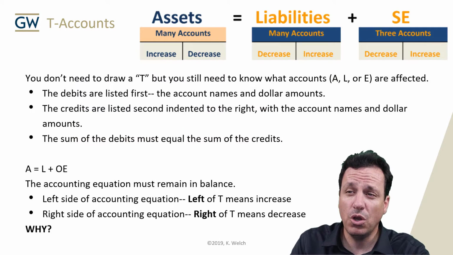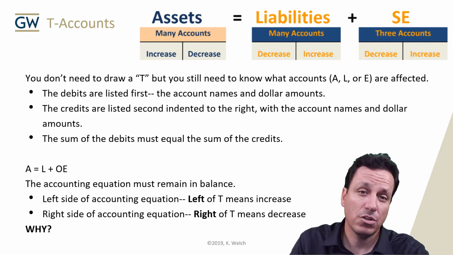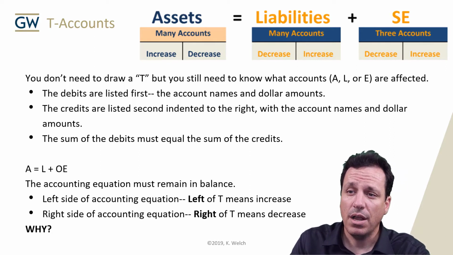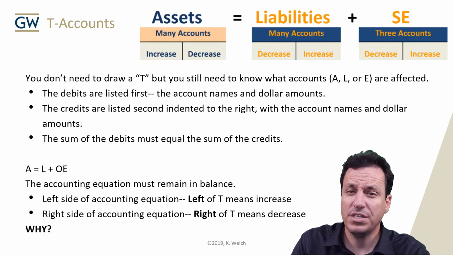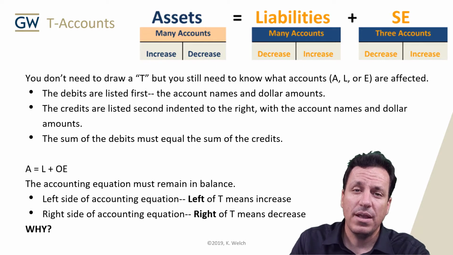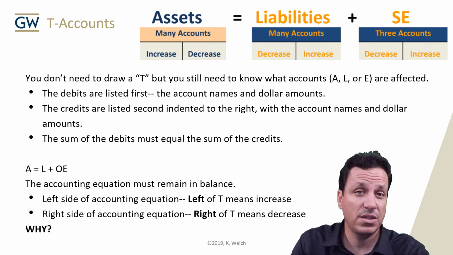Now, for journal entries, you don't need to draw a T, but you still need to know all the accounts that are affected. Debits in journal entries are usually listed first, with the account names and then the dollar amounts. I'll show you an example in the next few slides. Credits are listed second, and they're indented to the right. That's how you know they're a credit. If you want to make extra sure, you can put a D or a C right next to it in brackets to let me know that you know it's a debit or credit. And the sum of all the debits in the accounts needs to equal all the credits. What does that mean? The sum of everything that is written a little bit to the left needs to equal everything that is written a little bit to the right.